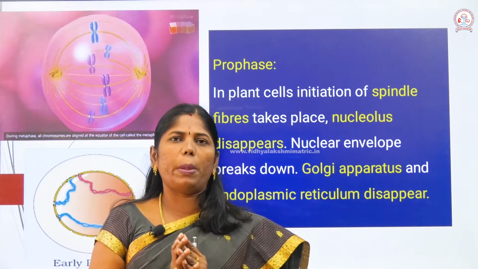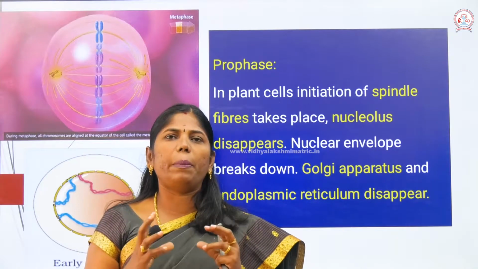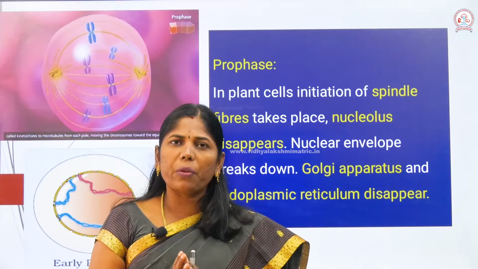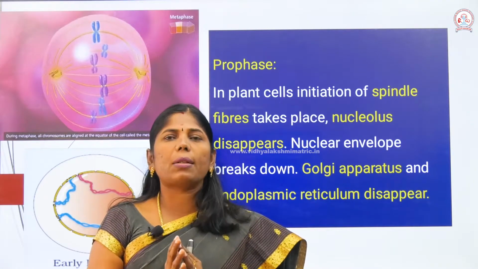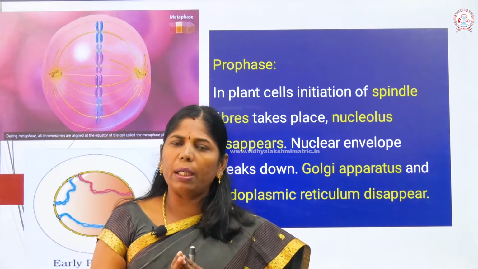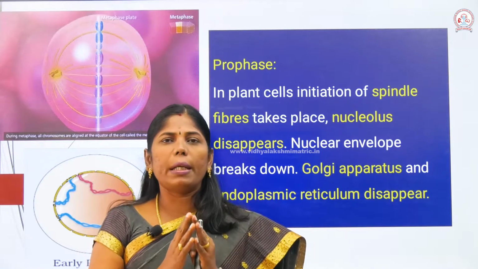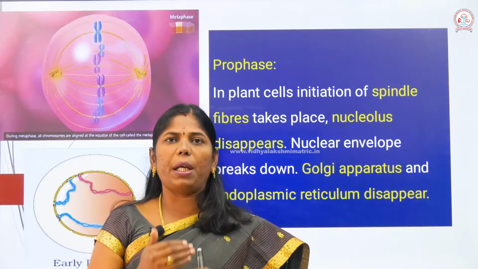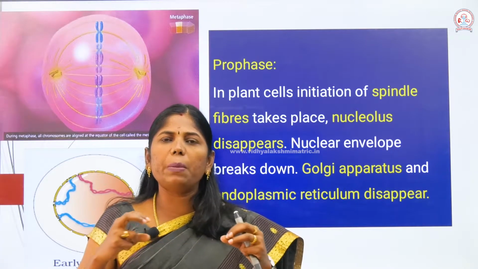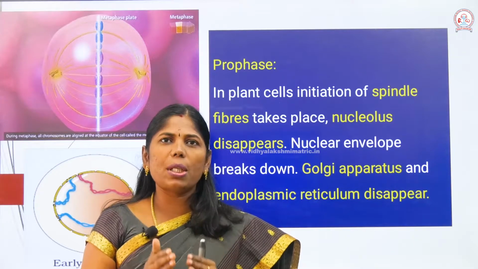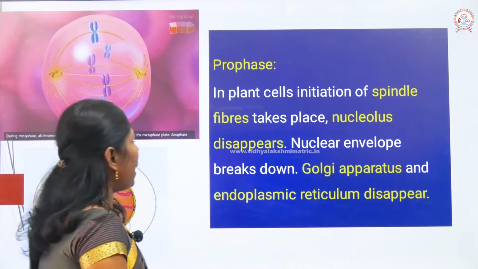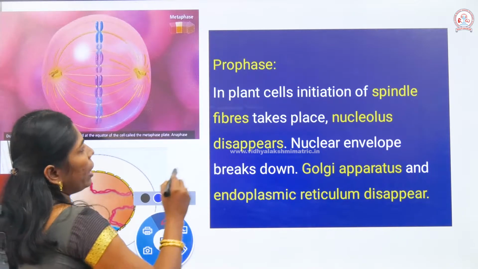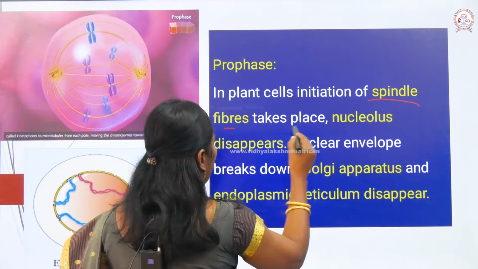In the prophase, first the nuclear membrane will disappear and the nucleolus will disappear, and by the end of the prophase some of the cell organelles also disappear. For example, mitochondria and endoplasmic reticulum all disappear. And what else will happen in the prophase? The spindle fibers are formed in the initial stage of the prophase. In plant cells, the spindle fibers are initiated here.